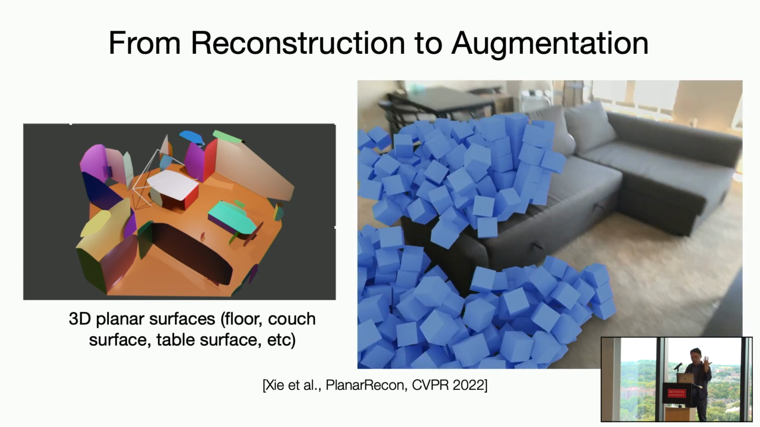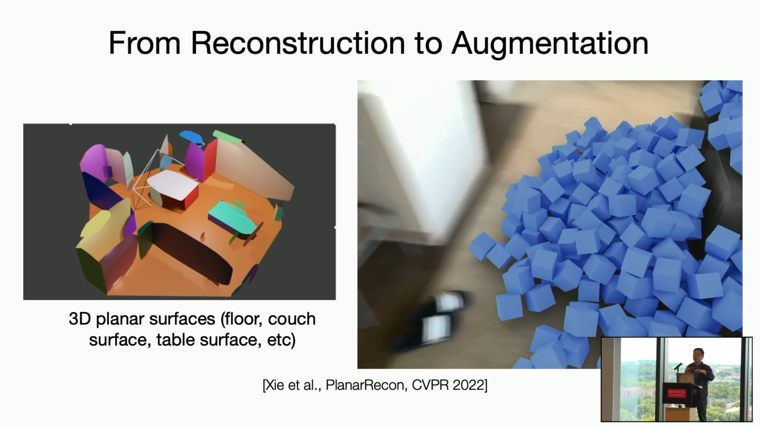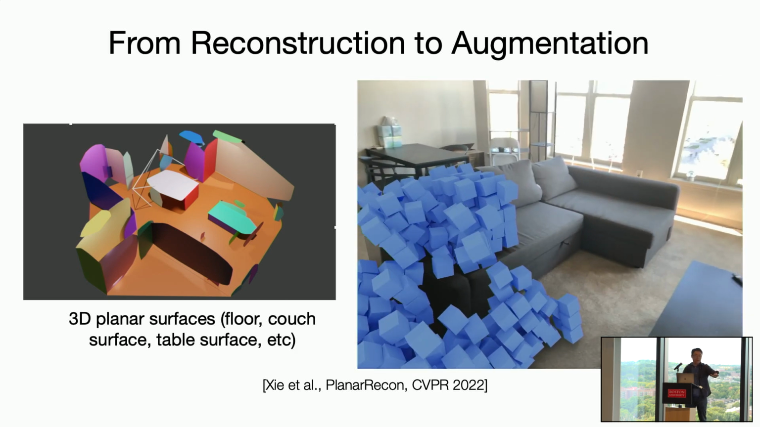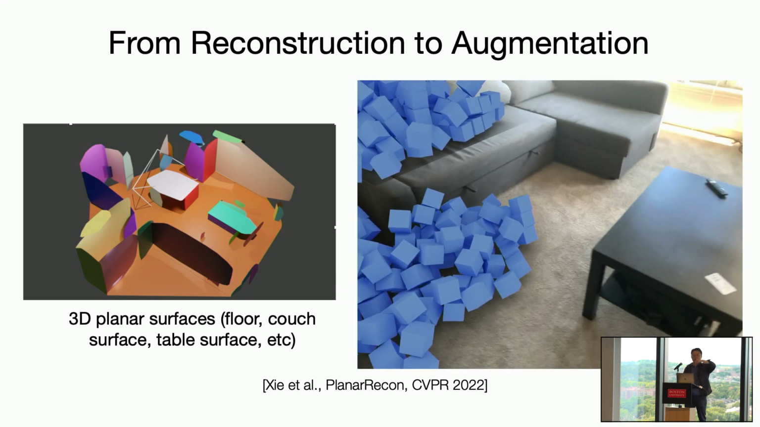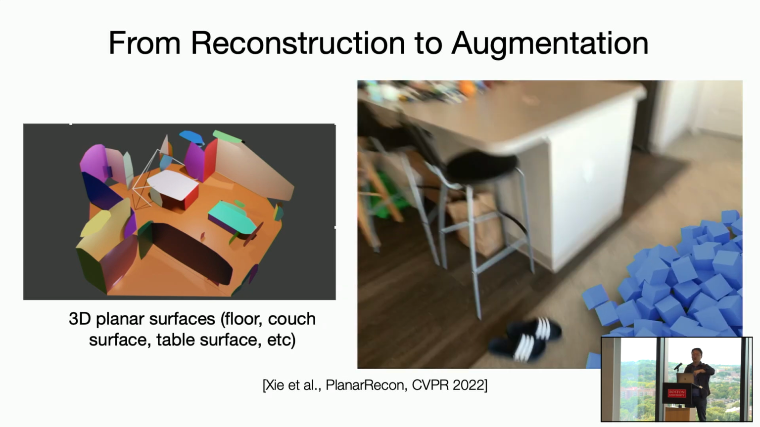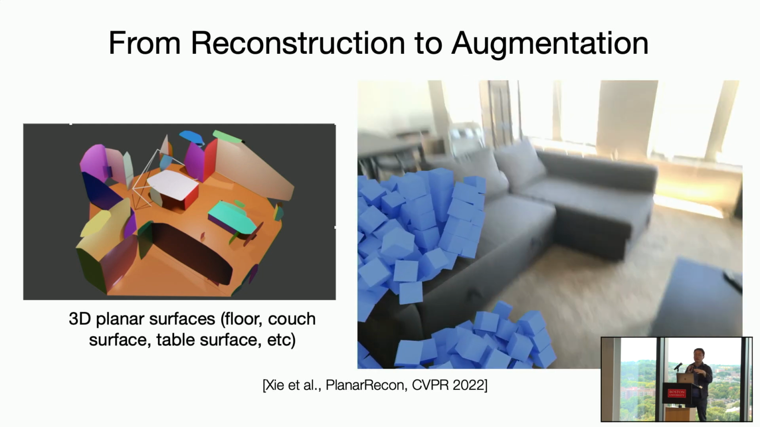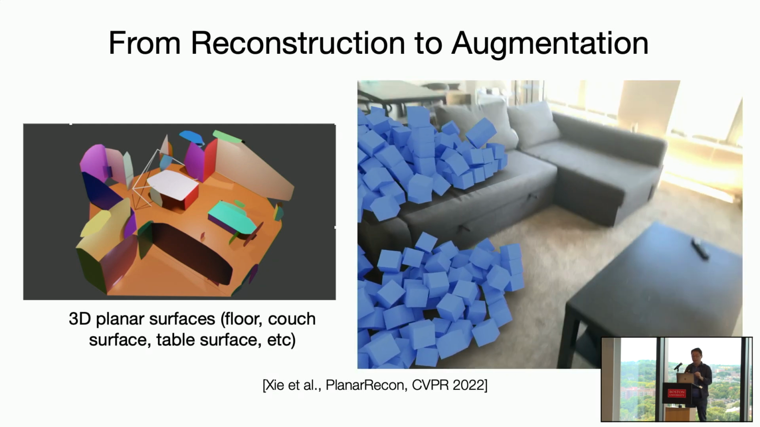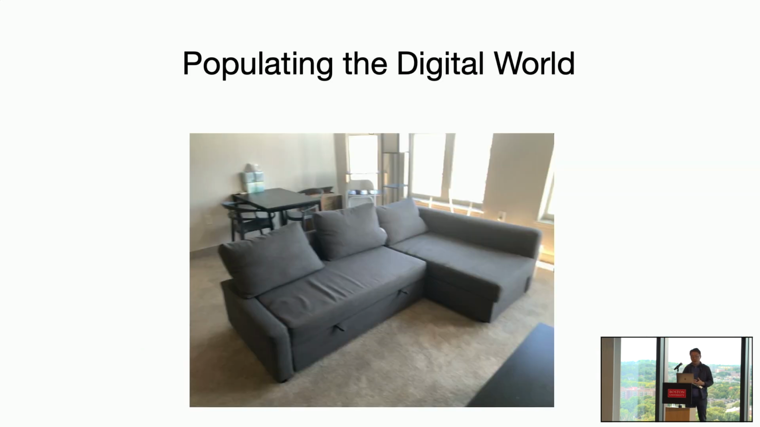For example, a lot of cubes falling off. Because we know where those surfaces are, for example, I know in this place in 3D, there is a surface of the couch, so when those cubes fall off, they should not penetrate. They should remain over there, no matter how your view angle changes, right? That thing happens in 3D, right? So that's about one way from reconstruction to augmentation, right?